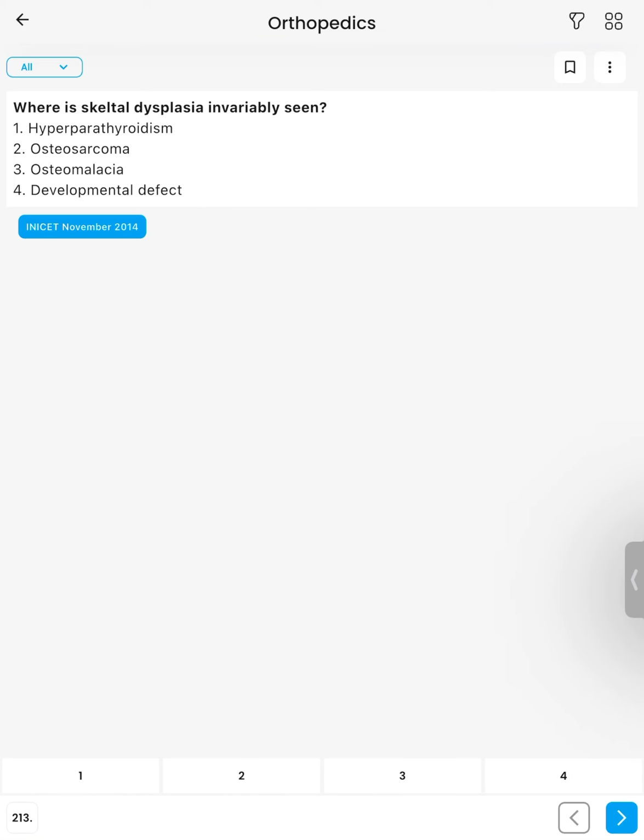Where is skeletal dysplasia invariably seen? Skeletal dysplasia is seen because of developmental defects, not because of hypothyroidism, osteosarcoma, and osteopenia. The first three are bone weakness conditions. The fourth one gives the developmental defect.